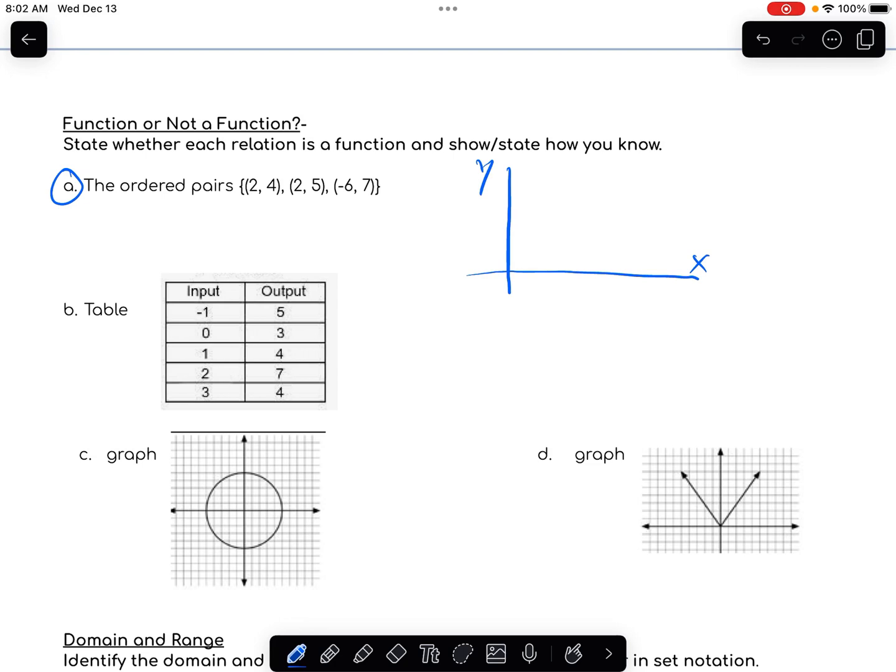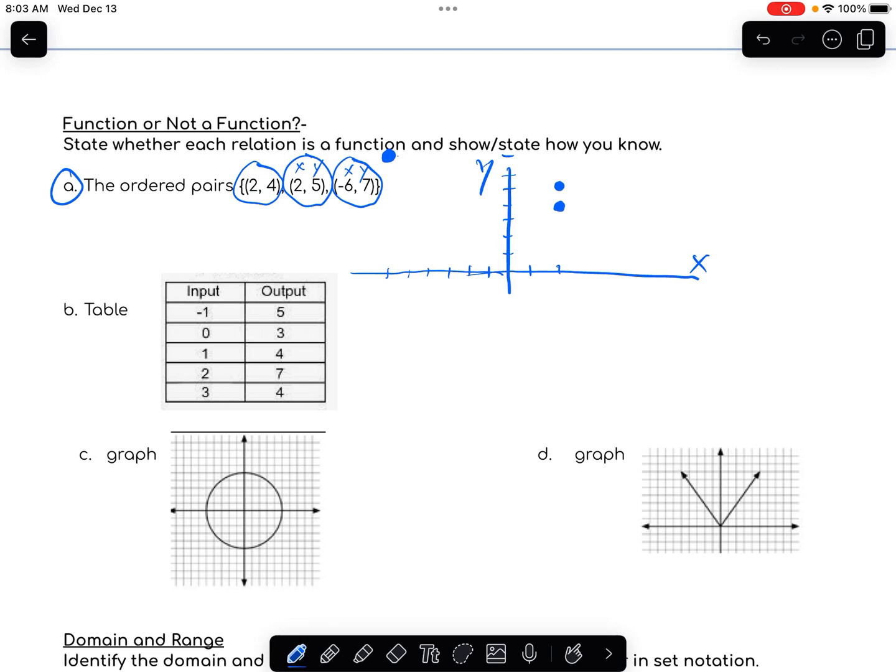points would be located. So if we think about 2 and then 4, 1, 2, 3, 4. So (2, 4) would be right here. All right, so that's this point. And then the next point, xy value, would be (2, 5). So (2, 5) would be same x value, but 5 for the y. And then (-6, 7). Okay, so (-6, 7), if we extend back here, 1, 2, 3, 4, 5, 6, -6. And then 7 up here. So it'd be roughly up here somewhere as the point (-6, 7).